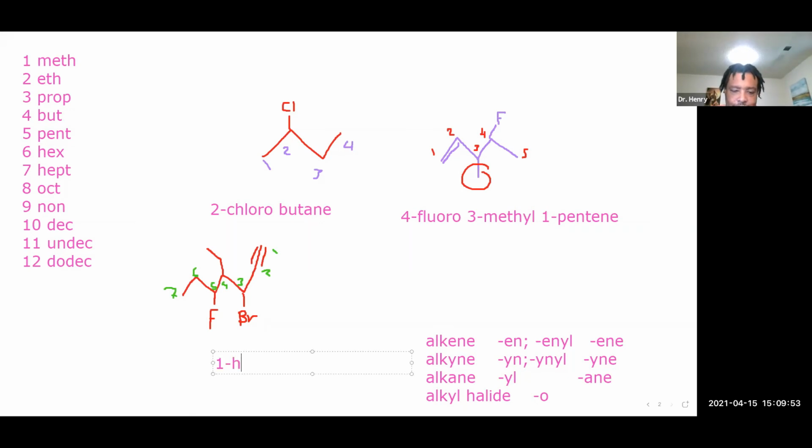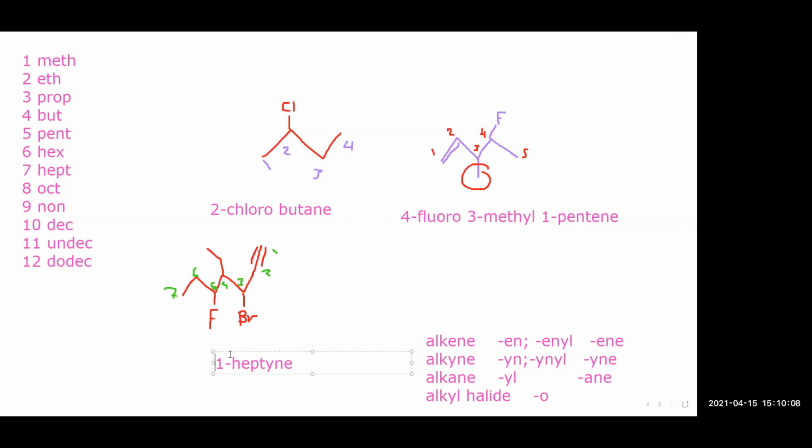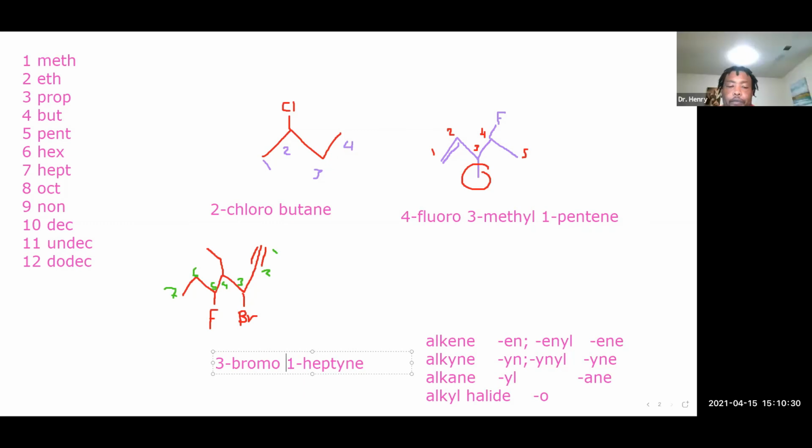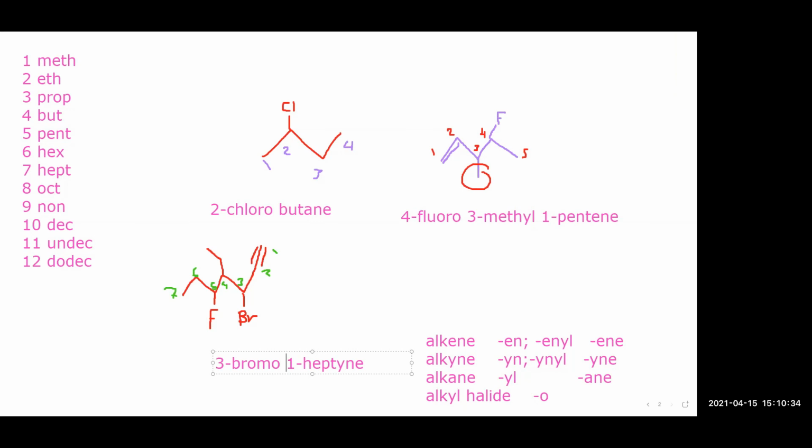And then what goes in front? 3-bromo. And then it would be 4-butyl, not butyl, butene. Or no, that's 2, isn't it? Yeah, the ene is 2, for the bonds. So then it would be 4-butyl. Or no, ethyl, 4-ethyl. Okay, 5-fluoro, 5-fluoro.